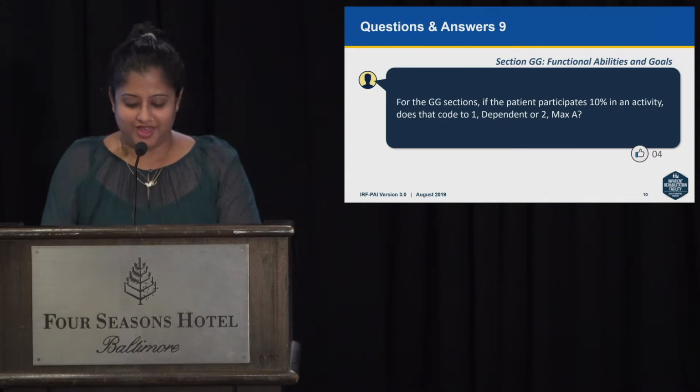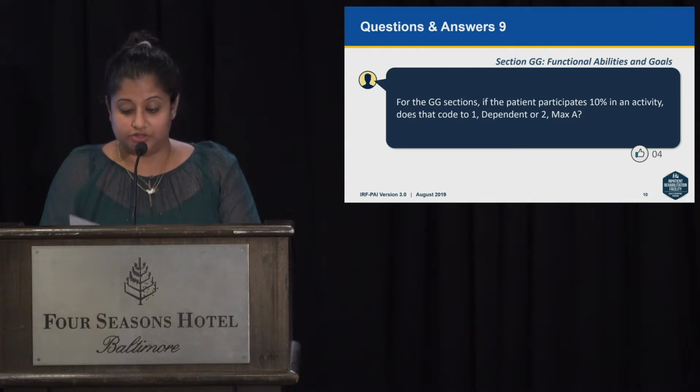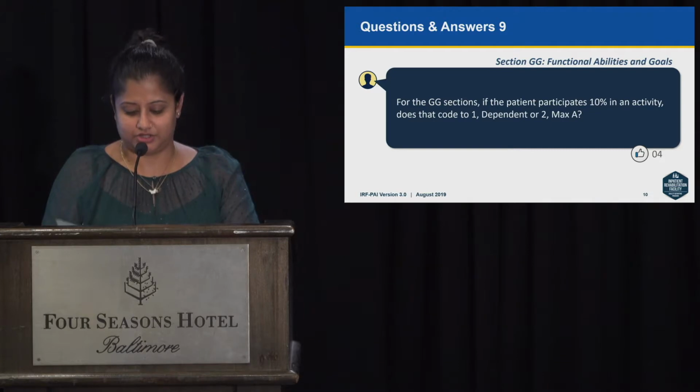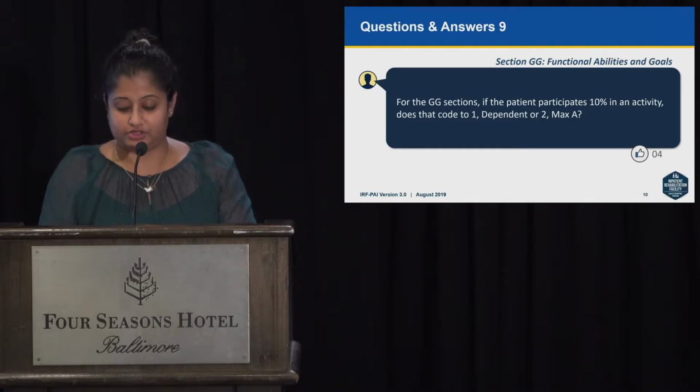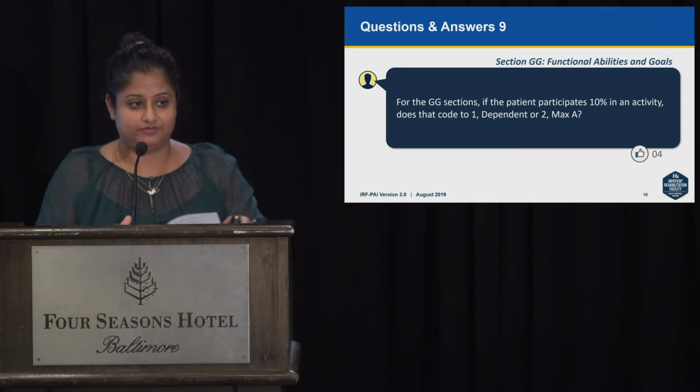Next question. For GG sections, if the patient participates in 10% of an activity, does that code to 1 dependent or 2 max assist? When scoring Section GG data elements, score based on the type and amount of assistance provided. A decision tree is available on the CMS IRF-QRP website that Karen just talked about with us to help guide clinicians through the questions they should answer when determining how to code Section GG activities. There's also a decision tree in the IRF-PAI manual, currently on page GG9.